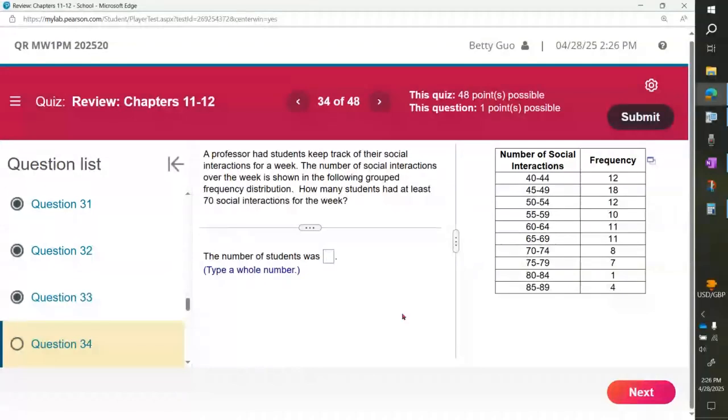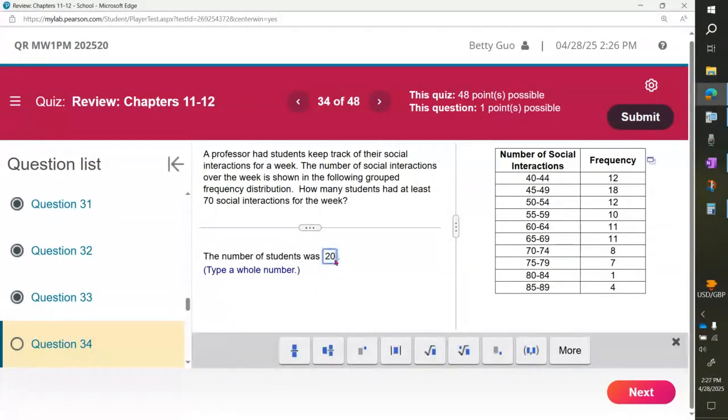Question number 34. Same thing, right? But this time we need to figure out how many students had at least 70 social interactions for the week. At least 70. The last 4 frequencies, okay? This is 70 to 74 and go above. So at least 70 is 8, 7, 1, 4 added together. That's 15, that's 20. That should be an easy one, right? You should hope you see it.